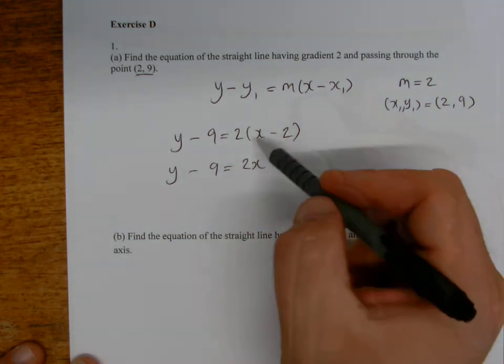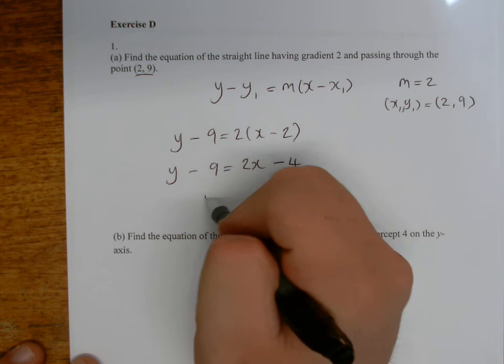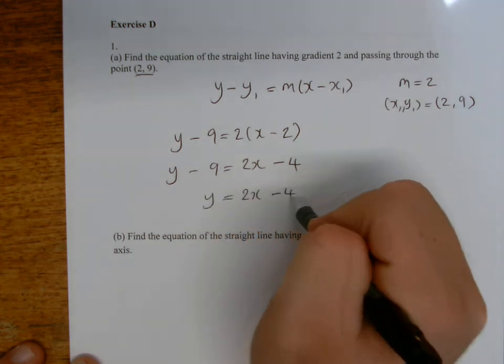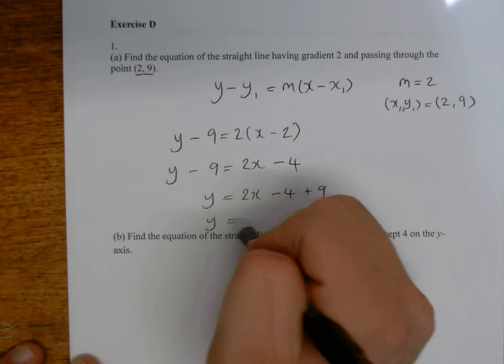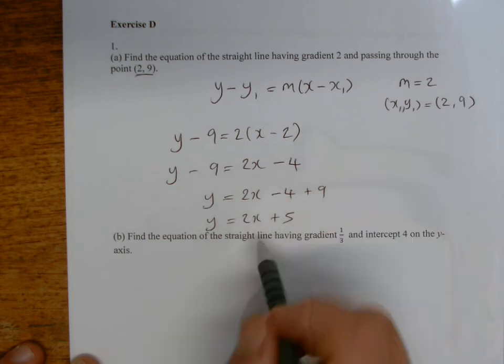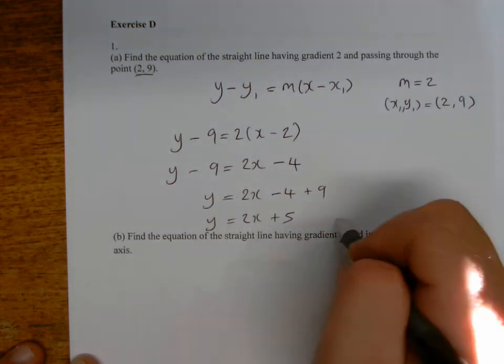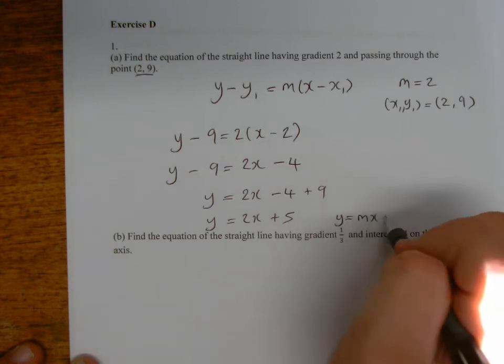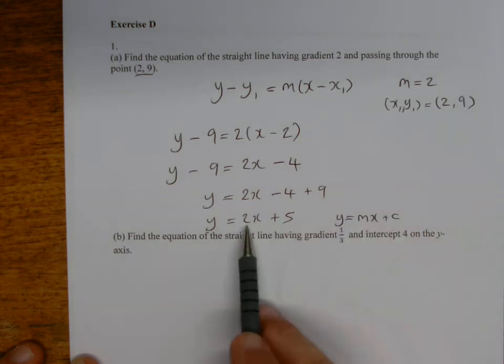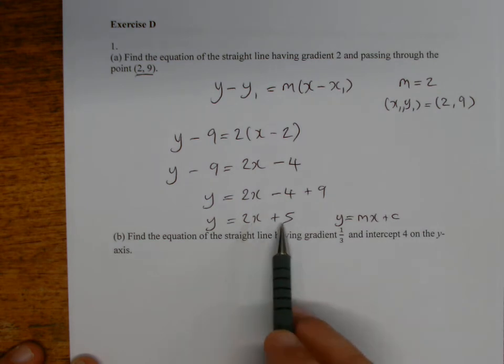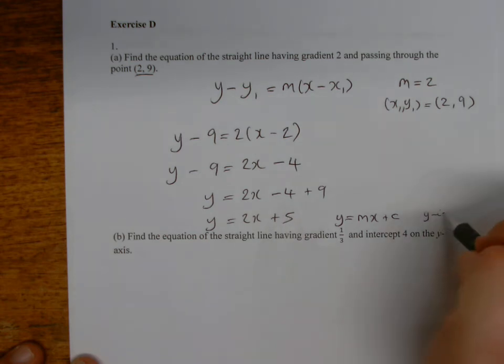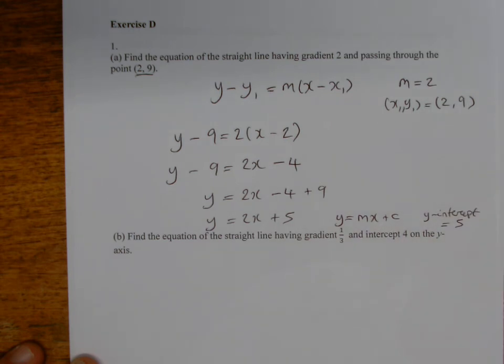So I've multiplied out there by 2. And then if I take that minus 9 over the other side, it becomes plus 9. So I get y equals 2x plus 5. Notice now it's in the format y equals mx plus c. So the gradient m is 2, and c is 5. So by doing this, I've worked out where it crosses the y-axis: the y-intercept in this case is equal to 5. We've got that information just by using this equation.